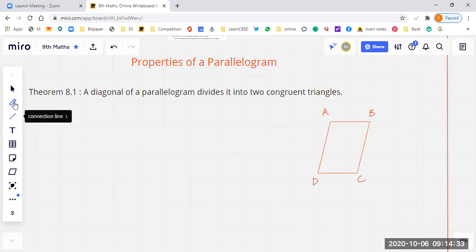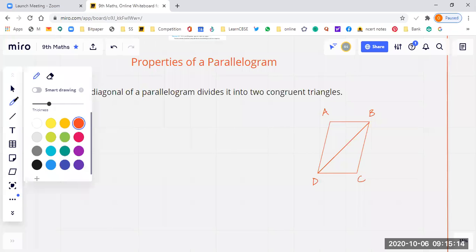Well, this diagonal, students, it could be this diagonal or the other one. It doesn't matter. Maybe this diagonal DB, or we can take diagonal AC. Both the diagonals have the same property. They both divide this parallelogram into two congruent triangles and equal halves also. Congruent triangles obviously will have the same area, so we can say it divides the parallelogram into two congruent triangles, or you say two equal halves. Same thing. Fine. So how can we prove it, students?